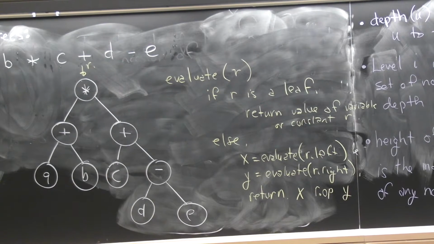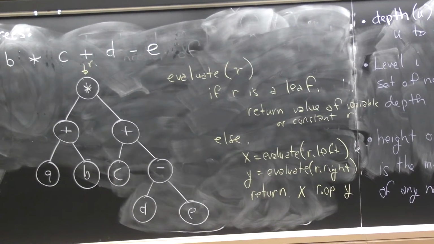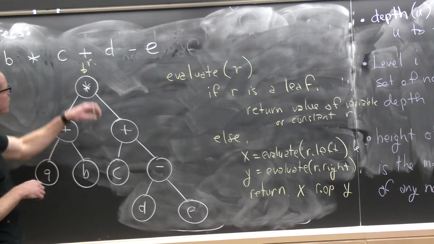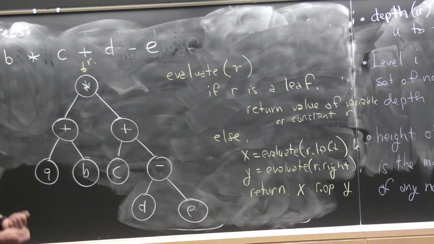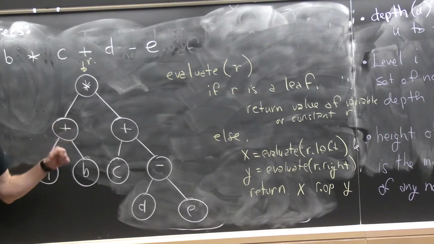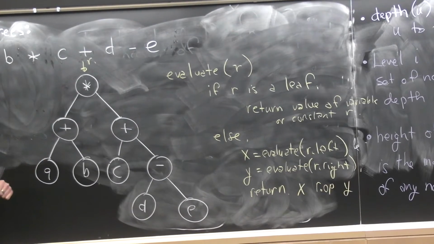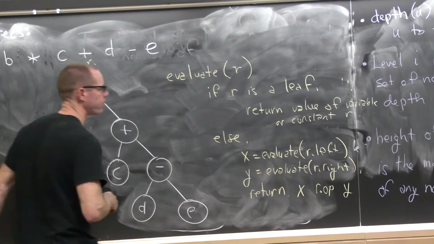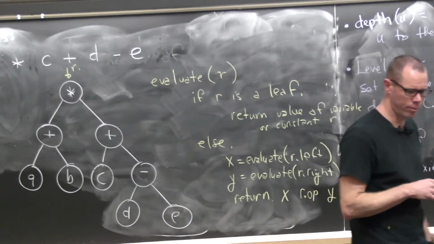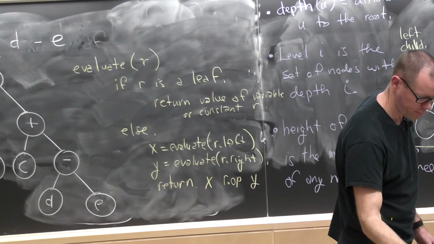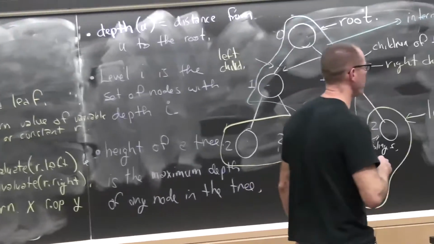So there's a really simple recursive algorithm for this. Either it's a leaf, in which case it's just a value, we return it, or it's one of these internal nodes. It has two children. We need to know the values of the two children before we can figure out what the value of this node is. So nice and easy. All right. So that's one application.